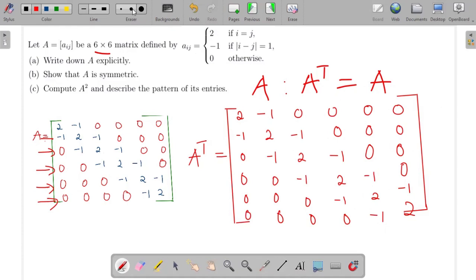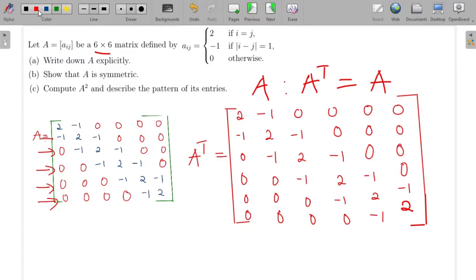Okay, so let me erase this part. So this is 2 there. Okay, and then this is my matrix. So now let's look at the matrix A and the matrix A transpose. Are they the same? Okay, yes, they're the same. We can see that they are the same. So we just have to conclude now here.